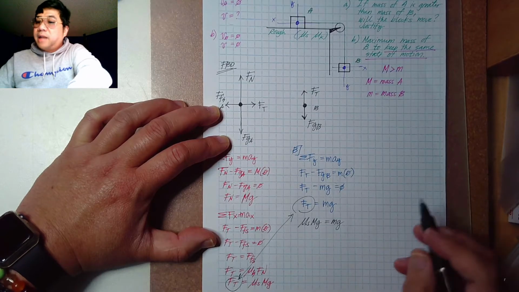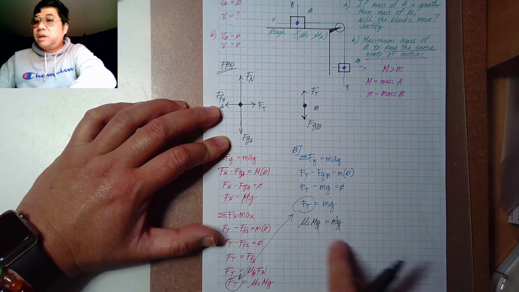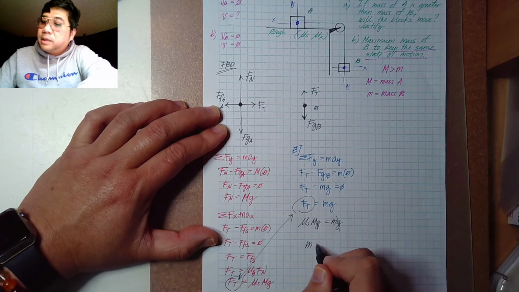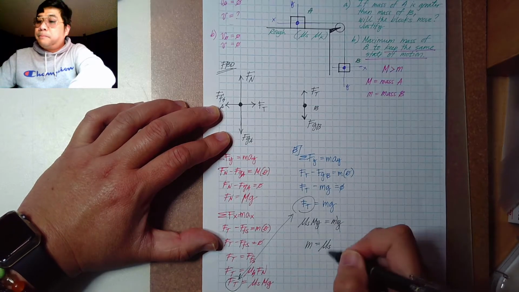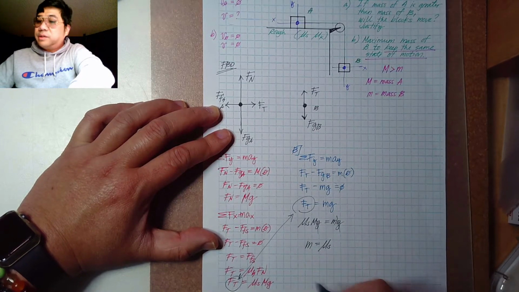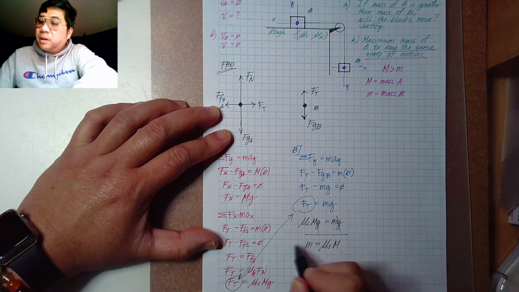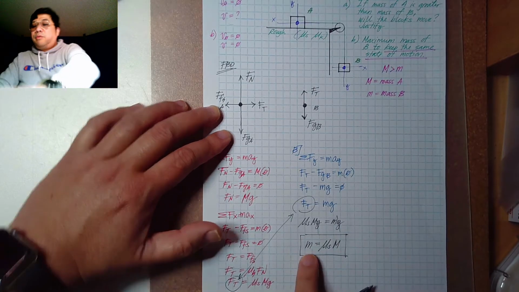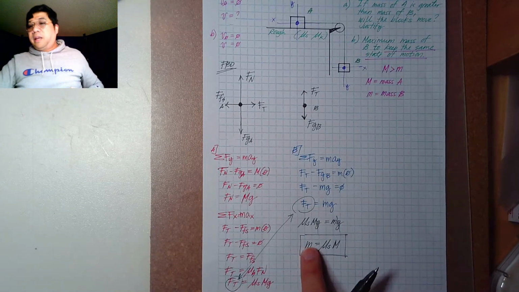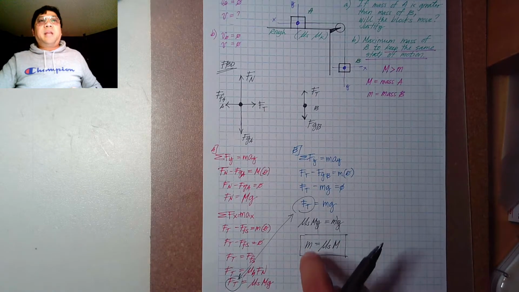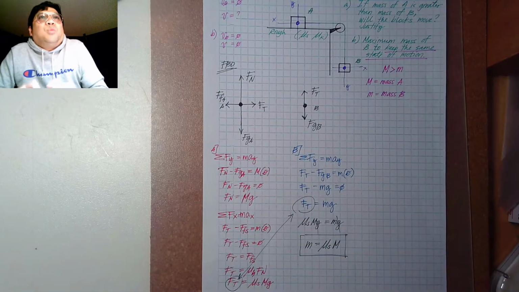So now, what is the maximum mass? We can cancel our g, because that's g on both sides if we divide it. So we can say that the maximum mass must not exceed the coefficient of static friction multiplied by m, the mass of A. If you multiply mu s by the mass of A, and it is within m, that's the mass of your B, then it will not move.